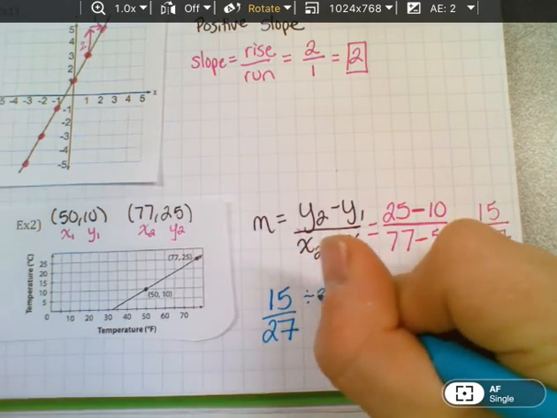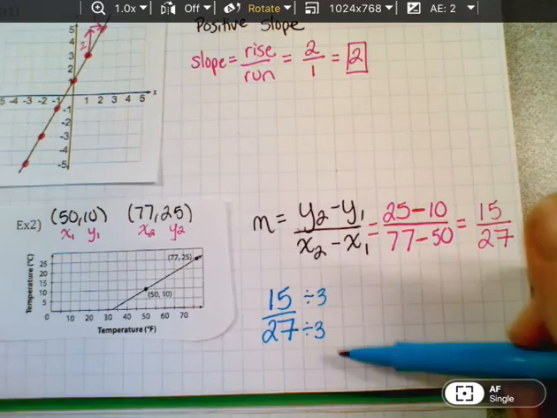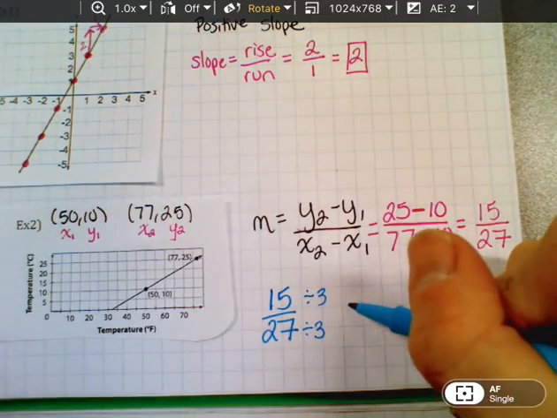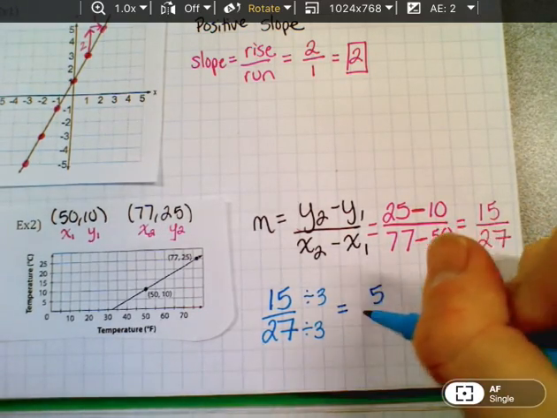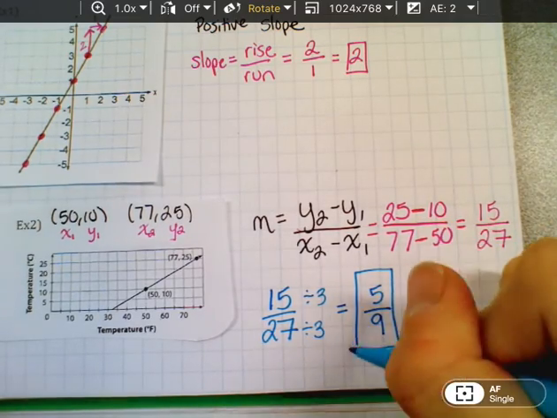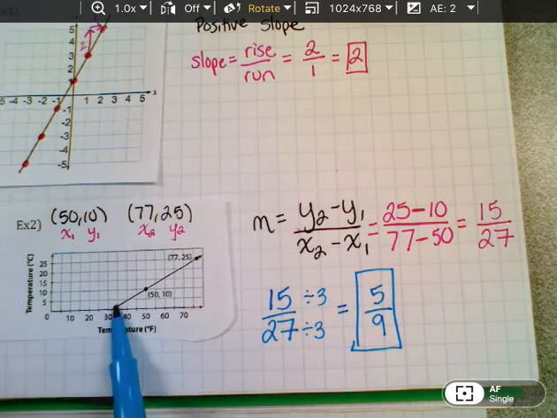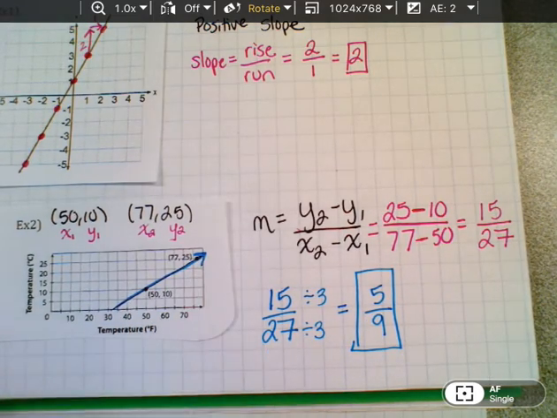So to reduce a fraction, you divide the numerator and the denominator by the same number. So we're going to divide them both by 3. 15 divided by 3 is 5. 27 divided by 3 is 9. So the slope here is 5/9. It is positive, and that makes sense because this line goes up as we move to the right. This is really, really challenging. We're going to do several more examples, so if you feel like I'm going too fast, just stick with me.